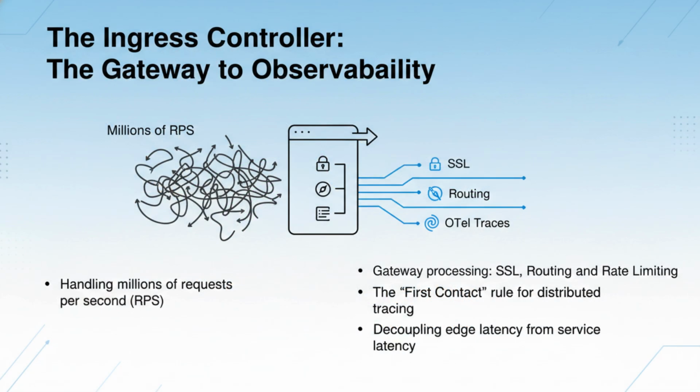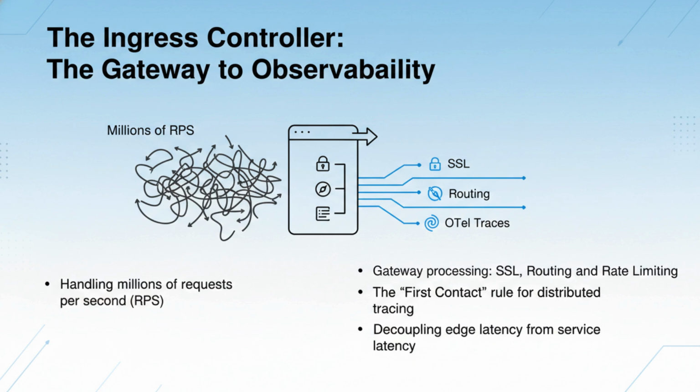In ultra-scalable systems, the ingress controller is the gatekeeper. It handles SSL termination, path-based routing, and rate limiting for millions of requests per second. Because it is the first point of contact for external traffic, it is the most logical place to initiate distributed tracing. If you miss a signal here, you lose the context for the entire downstream journey.